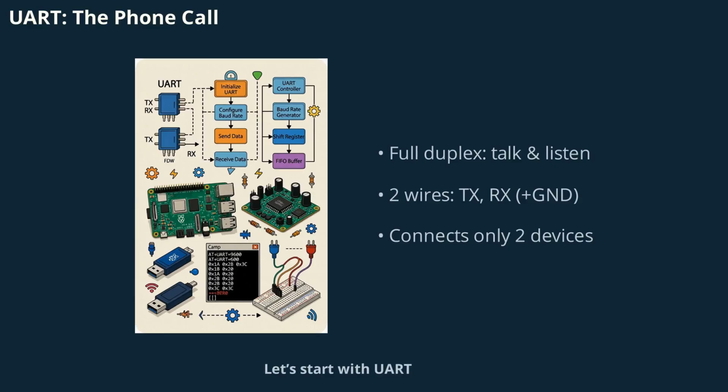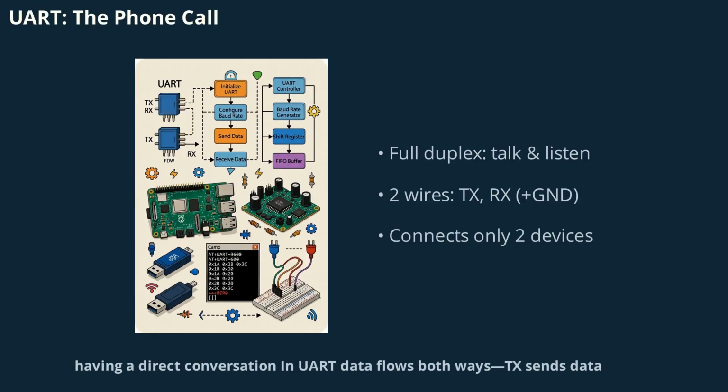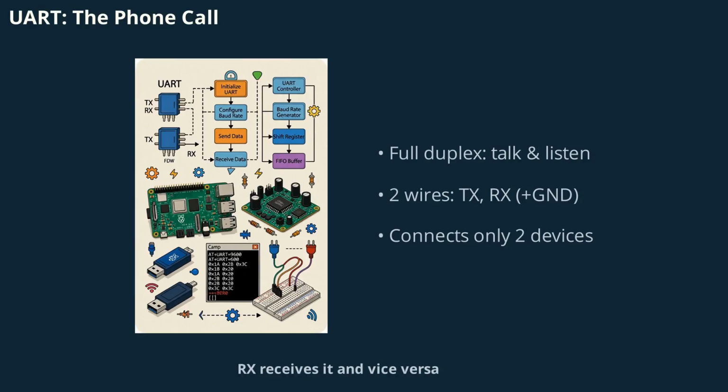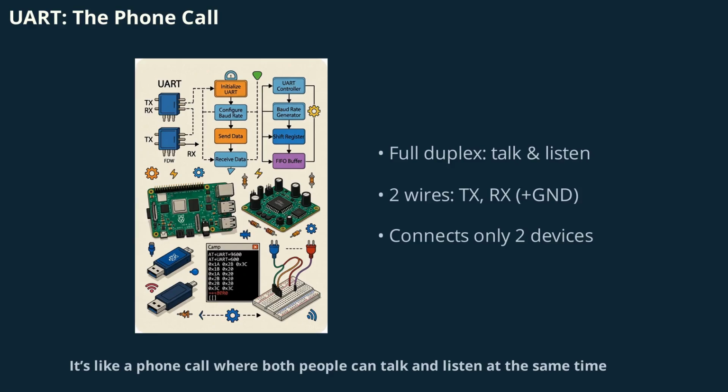Start with UART, which stands for Universal Asynchronous Receiver Transmitter. Imagine two old-school telephones connected by wire having a direct conversation. In UART, data flows both ways. TX sends data, RX receives it, and vice versa. It's like a phone call where both people can talk and listen at the same time. UART is full duplex, meaning it can send and receive data simultaneously. Simple, using just two wires plus ground, but it only connects two devices at a time. You'll often find UART in GPS modules or Bluetooth connections. For example, an Arduino and an ESP32 can chat using UART with just two wires.